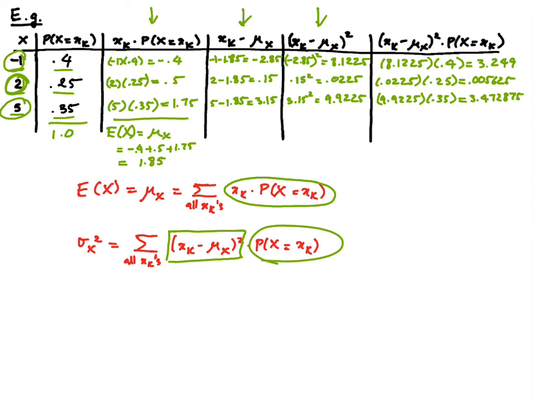Now the idea is, in order to get the variance, you sum up all the values in this last column. If you sum up all the values in this last column, you have the variance sigma x squared, which is equal to 3.249 plus 0.005625 plus 3.472875, and that gives us 6.7275 as the variance.